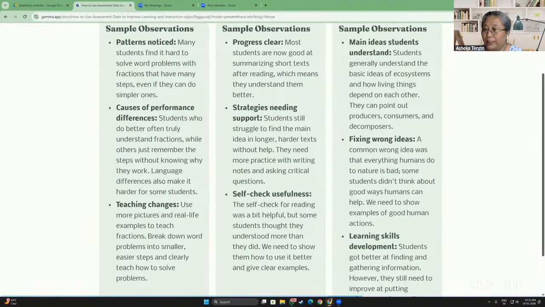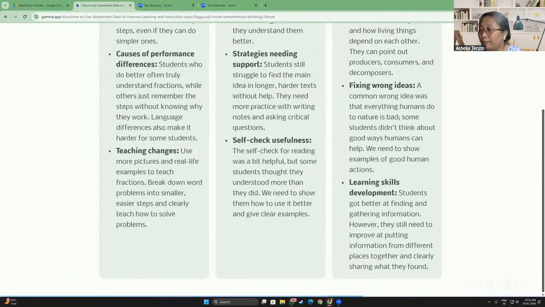And what are the learning skills that are developed? Students are now better at finding and gathering information. You did say this, okay? However, they still need to improve at putting the information from different places together, okay? And clearly write what they have found. So that is missing. So you can focus on that. So did you get an idea of how you can use the different data that is there in order to improve your teaching learning? What all strategies you need to use further so that learning becomes better for your students?